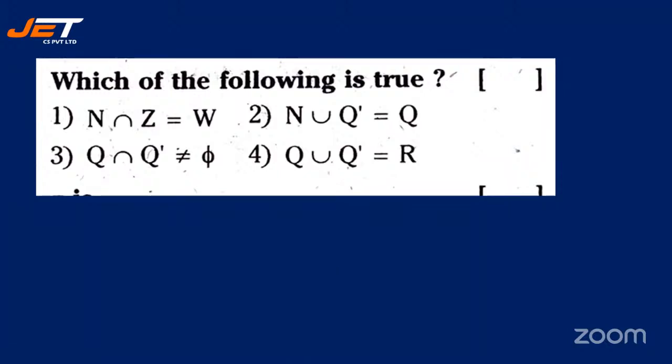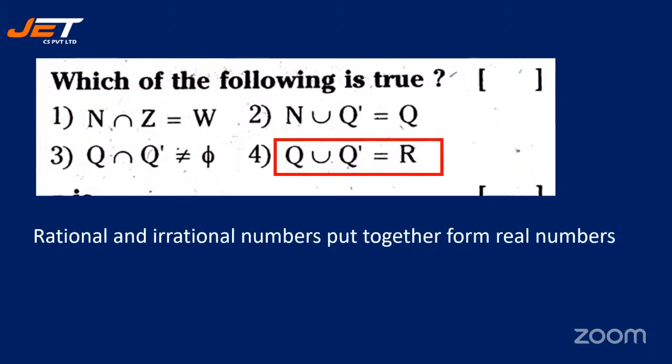Yes, Anand, Satish, Nitin, Aditya, Sandeep. Yes, Anjali. Fourth option is absolutely right. Only fourth option is right. The rational and irrational numbers put together form real numbers. All right. That's why union of rational and irrational numbers is real numbers.